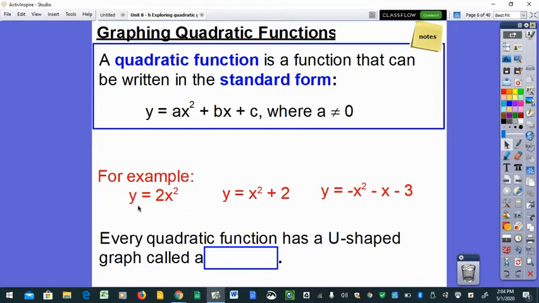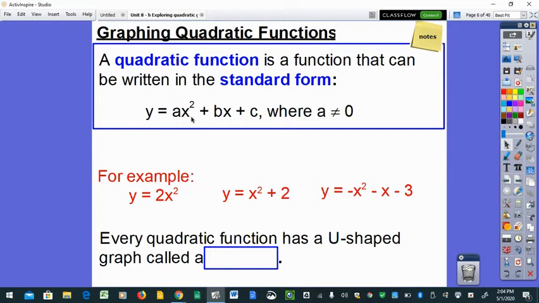So you'll notice this one is y equals ax squared. There's only an a, b and c are both 0. When we go to the second one, it's y equals a is the invisible 1, x squared plus 2. We're missing the bx term. And then finally, y equals negative x squared minus x minus 3. And we have an a of negative 1, a b of negative 1, and a c of negative 3.